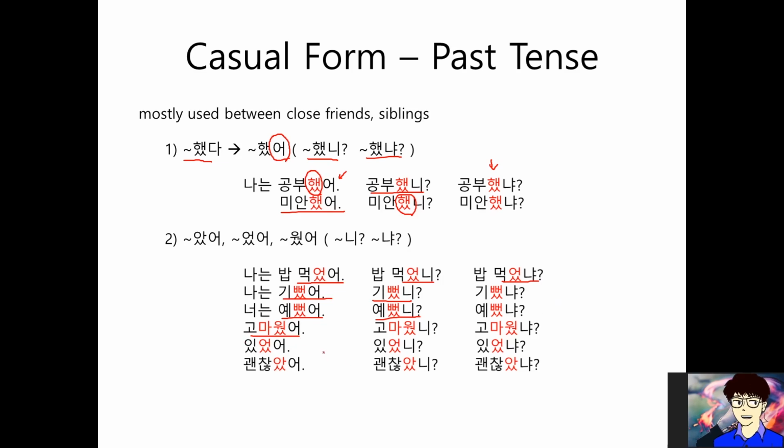And 고마웠어. 고마웠니? 고마웠냐? Like that. And 있었어. 있었니? Or 있었냐? 괜찮았어. 괜찮았니? Or 괜찮았냐? Like that. This part is a little bit easy, right?